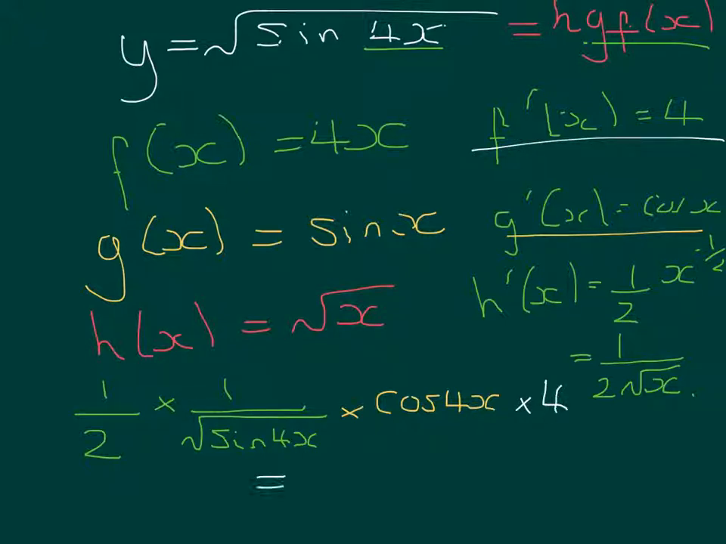So when we simplify that, we get 2 lots of cos 4x all over root sine 4x, just like we did in the first part. Try some on page 87 and see how you get on.